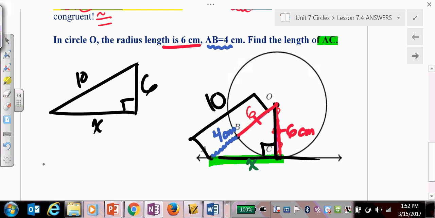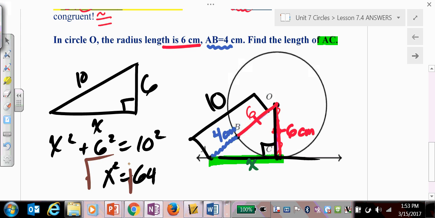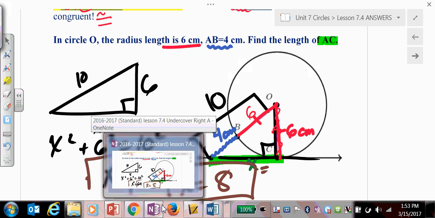Joseph, say it with me. Have 2 sides, need 3rd side. Beautiful. X squared plus 6 squared equals 10 squared. Got it? Okay. X equals a big fat what, folks? Bingo. Okay.